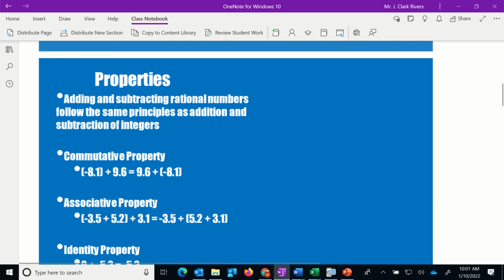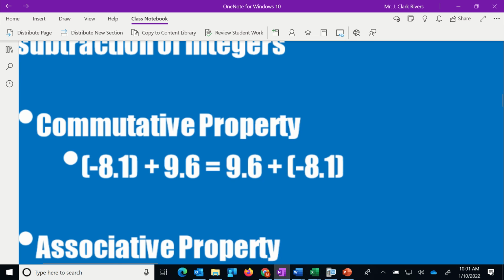Today's properties that we have learned in the past that we're going to apply today, let's review them really quick. The commutative property. The commutative property deals with what? Starts with an O.